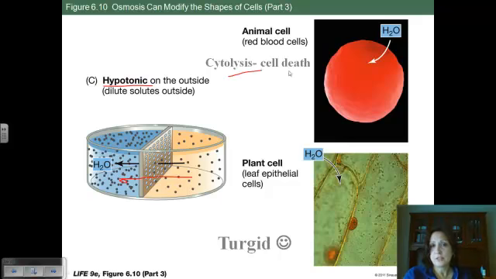Now, animal cells, this is not a good thing. Animal cells don't have a cell wall, so as water enters the cell, eventually the cells will burst, and that's called cytolysis. Plant cells have a cell wall, so they actually like being in a hypotonic solution. This gives them turgidity or turgor pressure, and so the water enters, and now the cell membrane starts to push on the cell wall, and that gives the plant structure.